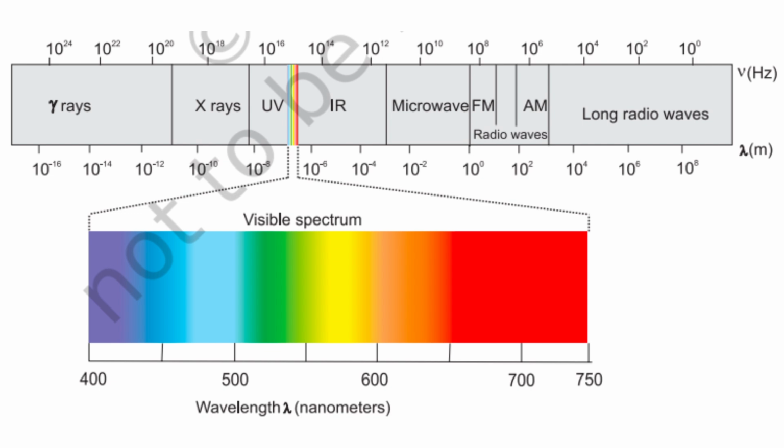The small portion around 10^15 Hz is what is ordinarily called visible light. The wavelength of the visible light is around 400 to 750 nanometers.